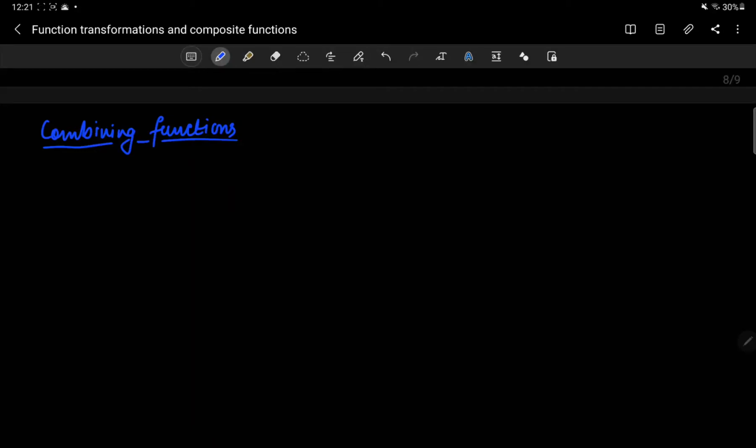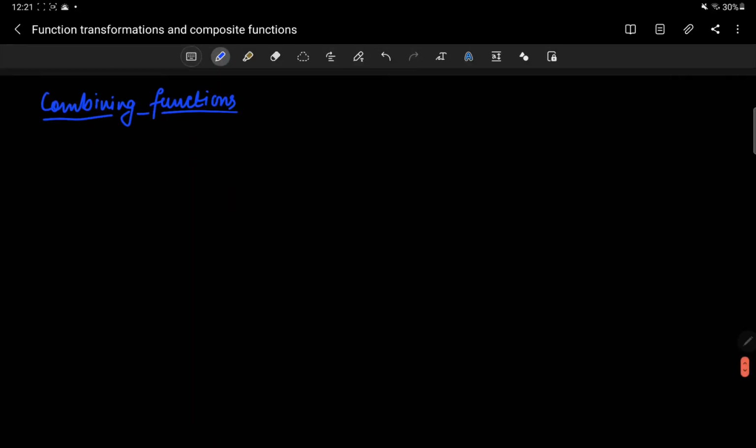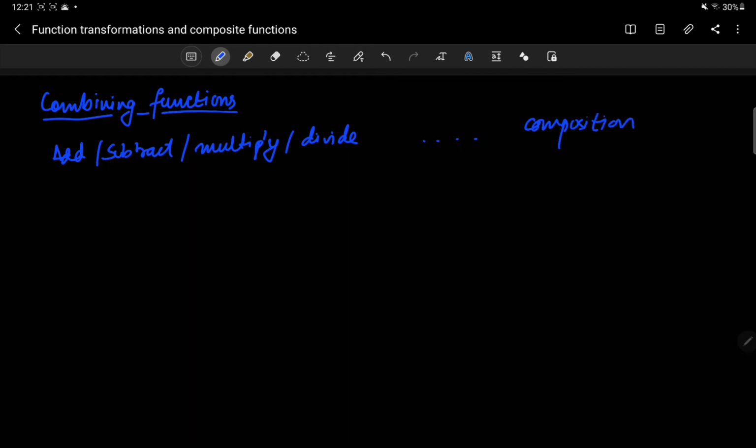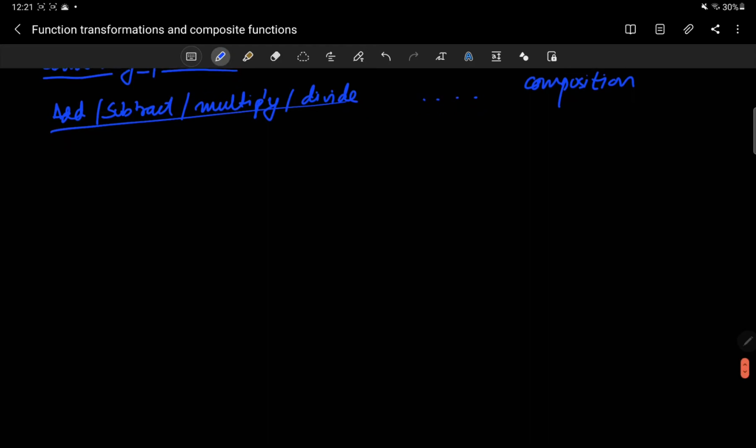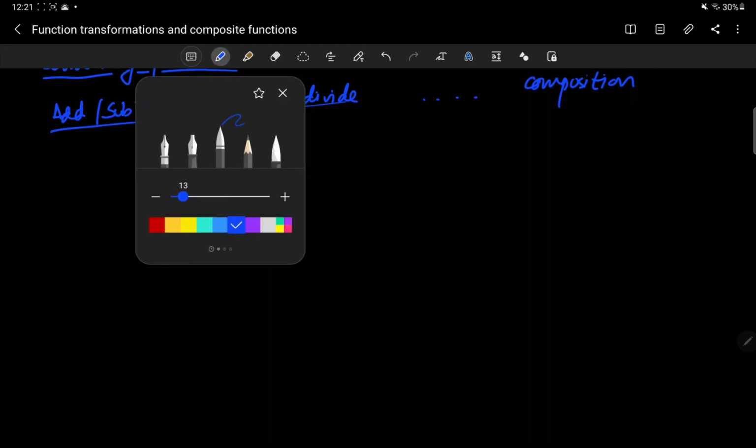Everyone. In this video, we're going to learn about different ways of combining functions. The first section will be algebraic combinations, meaning things like add, subtract, multiply, and divide. And then the second component would be something called composition. So, let's go through the first one. The first one is fairly straightforward.